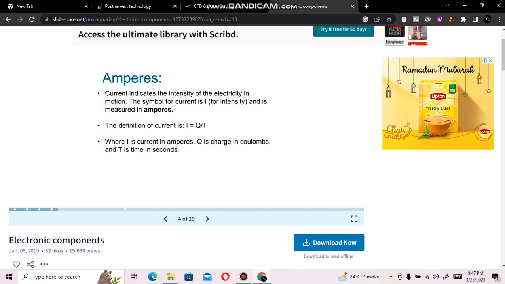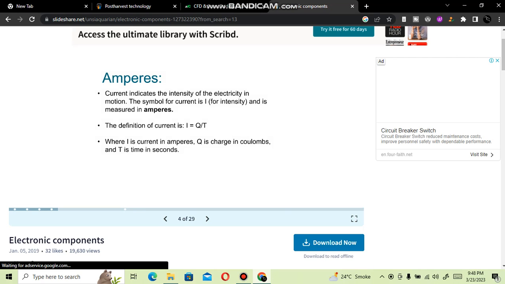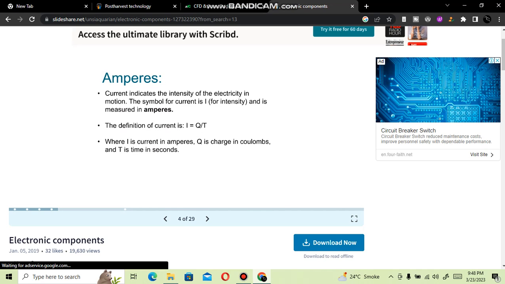Ampere. Current indicates the electrons in motion. The symbol of current is I, and it is measured in amperes. The definition of current is I equals Q over T, where I is current in amperes, Q is charge in coulombs, and T is time in seconds.